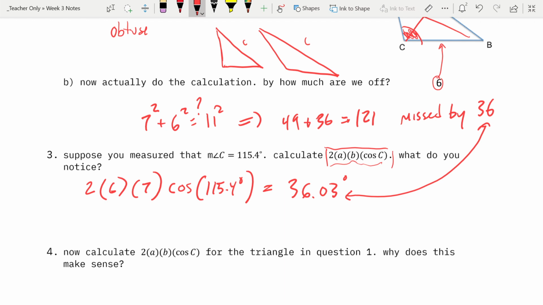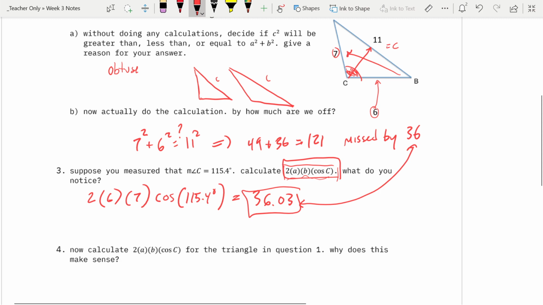So if we added, or I don't know why I put degrees here, this is not in degrees, but rather in whatever units of length this is. But if we added this to our a squared plus b squared, we would have gotten 121. So, I mean, with a little fudge factor of 0.03, but close enough. So clearly this 2ab cosine of c is pretty useful for us.